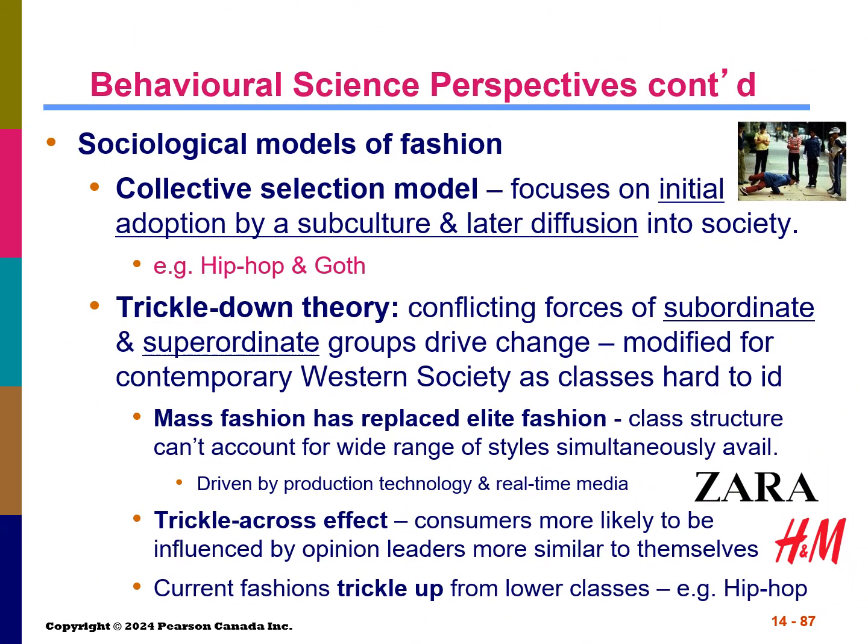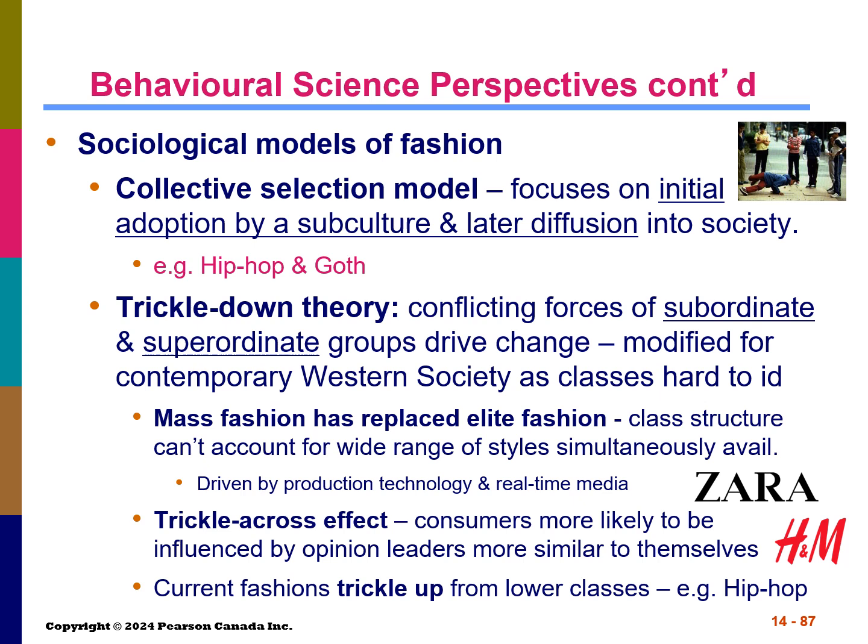There's a number of sociological models of fashion. The collective selection model focuses on initial adoption by a subculture and later diffusion into society. It typically begins with youth subcultures. For example, goth started as a rebellion by young outcasts who admired 19th century romantics. They wore black clothing, often capes, studded collars, and black lipstick, and listened to Marilyn Manson.